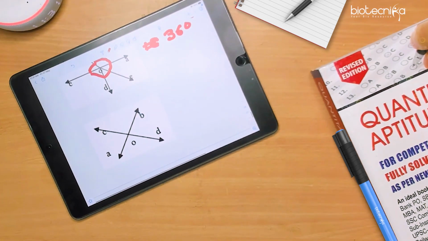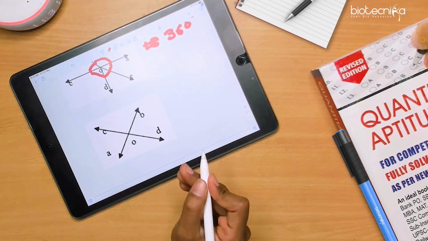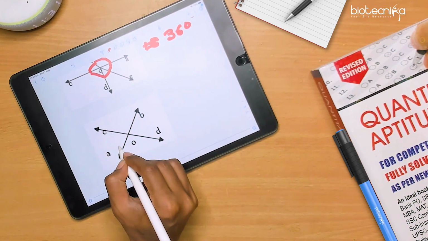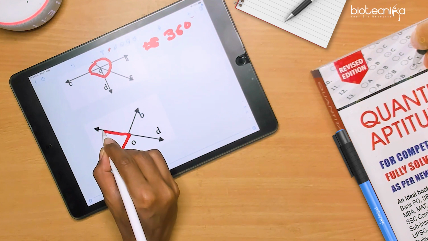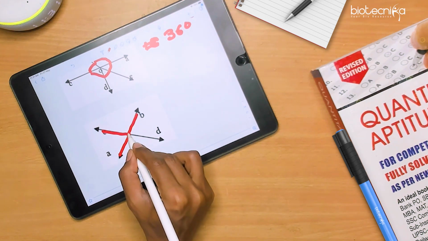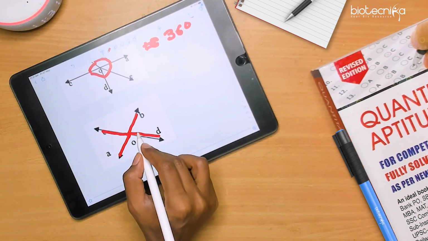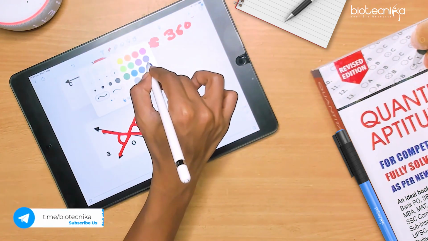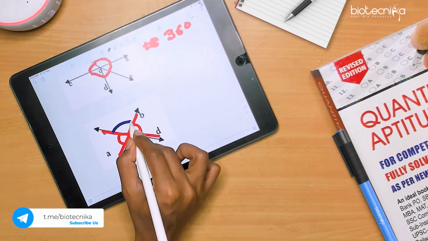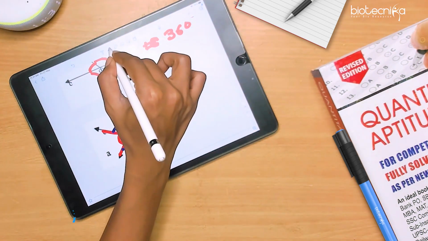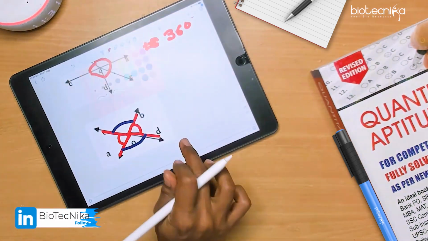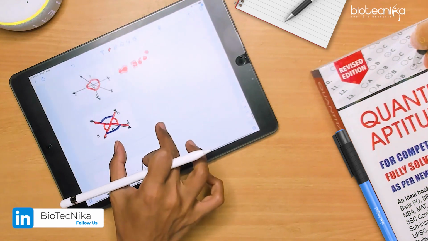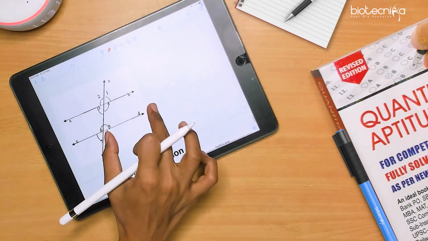Then you have vertically opposite angles, right? So the angles AOC and the angles BOD, they are vertically opposite to each other, they are going to be equal, okay, and same, this angle and this angle is going to be equal to each other, right? So if you know these few rules, the calculations will be easier.